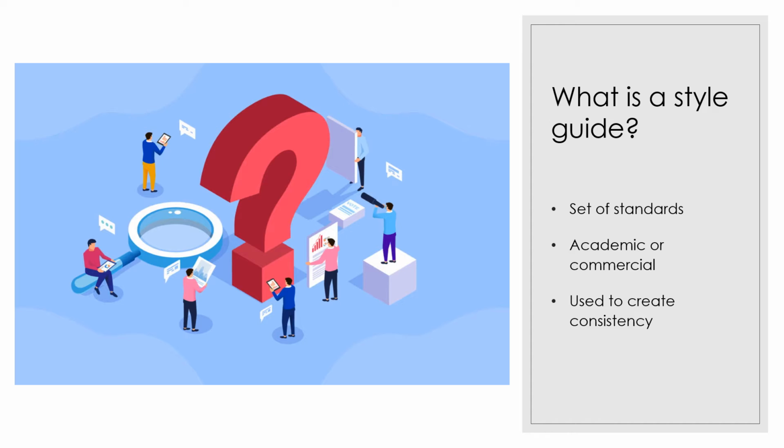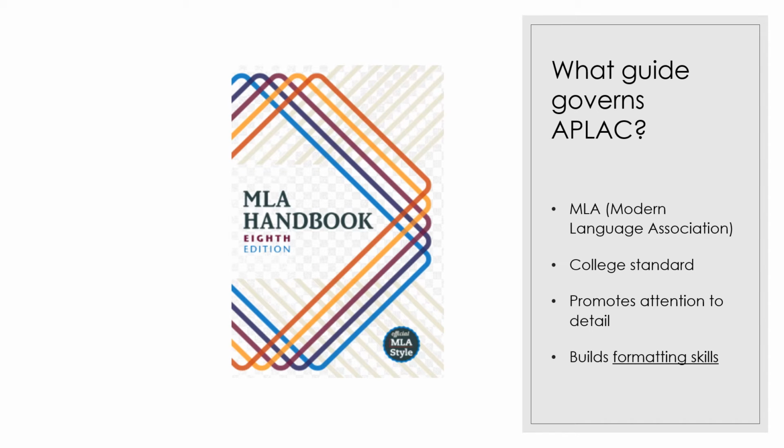In other words, a style guide is something you will have to use, and probably several of them, in your adult life. What does this mean for you? This means that learning the skill to use a style guide in AP Lang actually helps you build skills that transfer to many different parts of your life. So, what guide governs AP Lang?